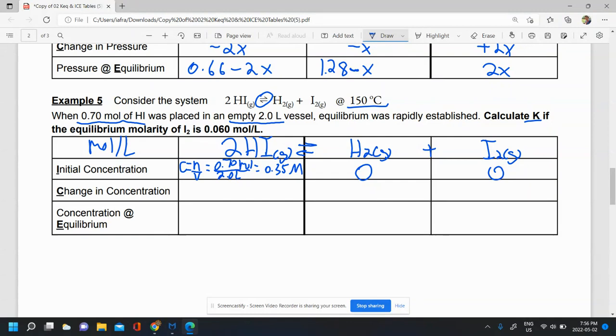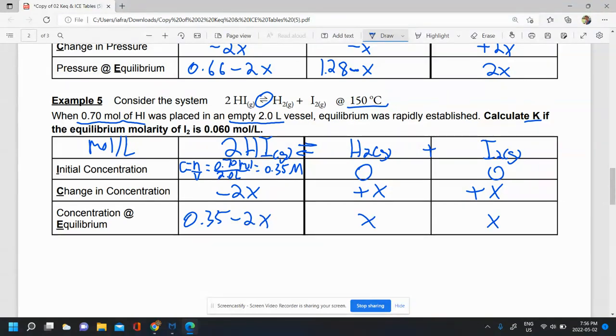should be 0. Change in concentration, well, we're losing HI over time with a coefficient of 2, so minus 2x. And then we're gaining the other with a coefficient of 1 each, plus x and plus x. So our concentration at equilibrium is going to be here 0.35 minus 2x, and then here x and x.